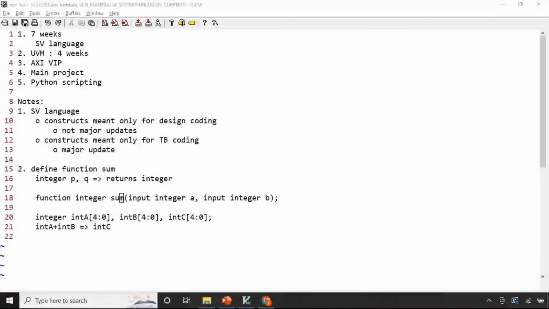Yes, sir. Actually, the problem statement is that a function sum is already created. Now we want to store in integer c the sum of integer a and integer b. There already exists a function sum. This function already exists. Use that function to do the addition of these two integer arrays. Okay, sir. Got it.